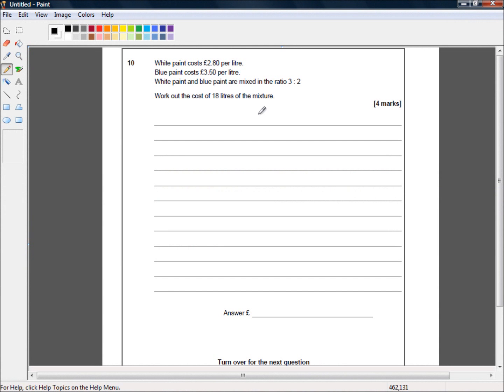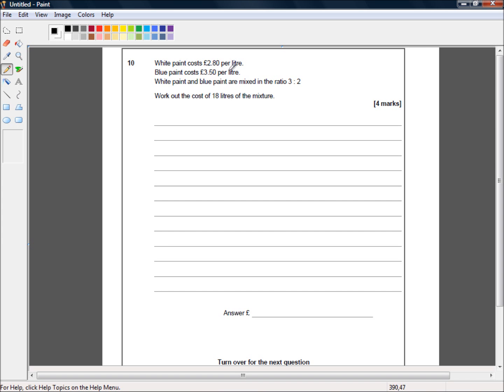Hello and welcome to the AQA GCSE New Specimen Paper 83001H, and we're picking up here in question 10. This is a non-calculator page, so there'll be quite a bit of mental arithmetic on this question.